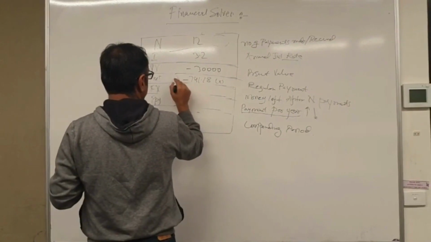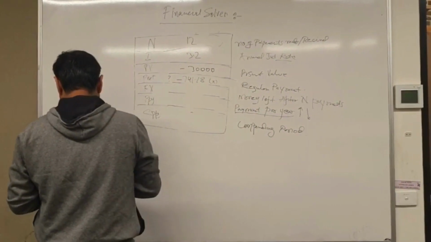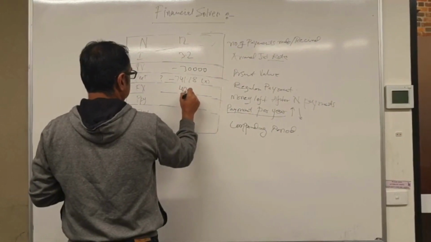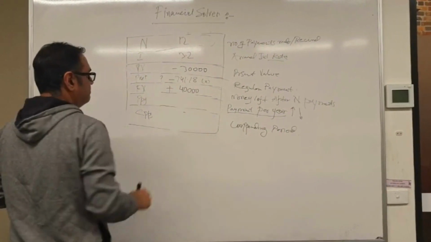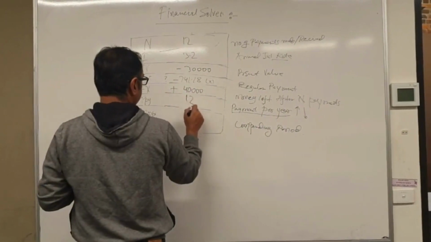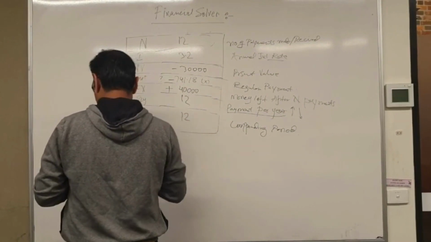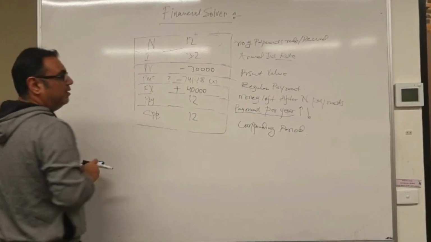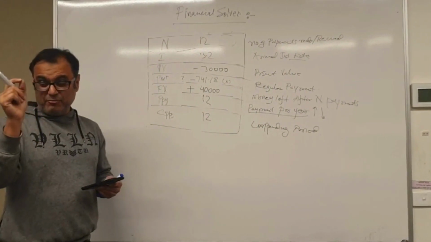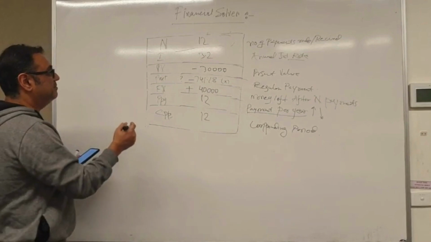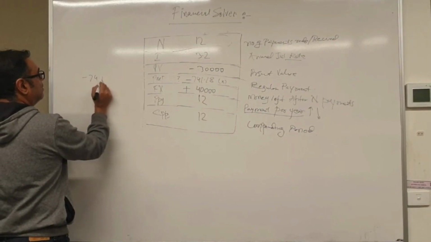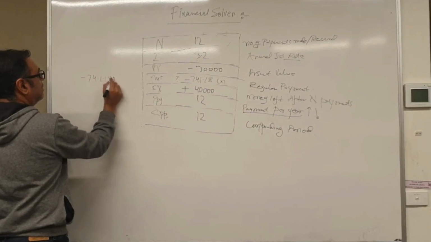I mean, that's where you need to press enter. And your FV is 40,000, positive. Your PPY is 12. And your CPY is 12. When you press the enter, can you just tell me what is the exact, what decimal places that you're getting? Negative 741.18163.